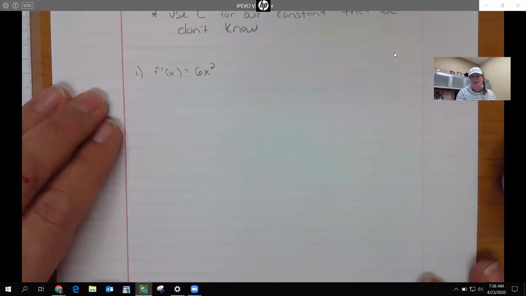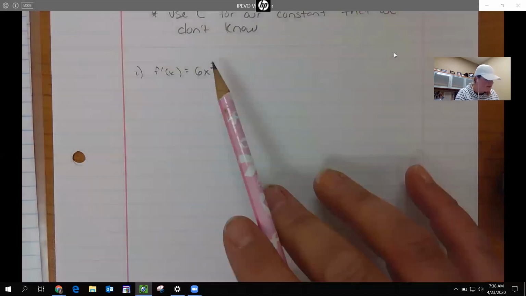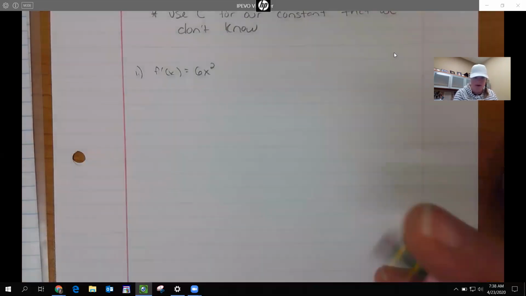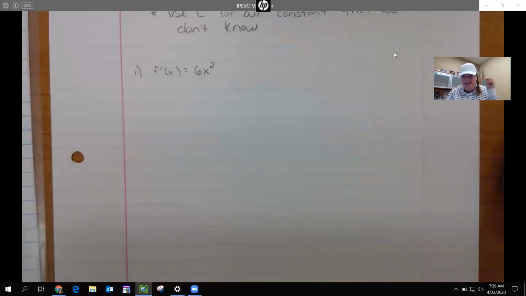So if we looked at something like the derivative is equal to 6x squared, all right? So here's our derivative. How could we go back? Well, we know to get the derivative we subtract 1, so we should add 1 to that exponent, okay? So that's our first thought, is to add 1. What else do we do? We bring that exponent down and times it.